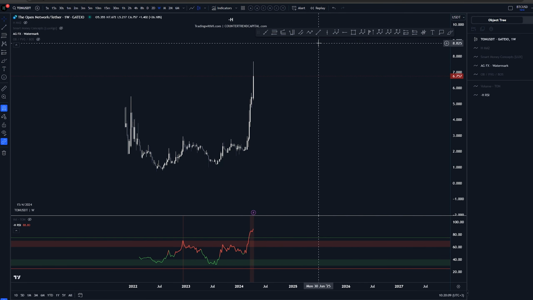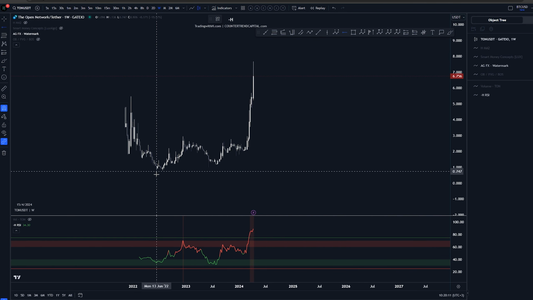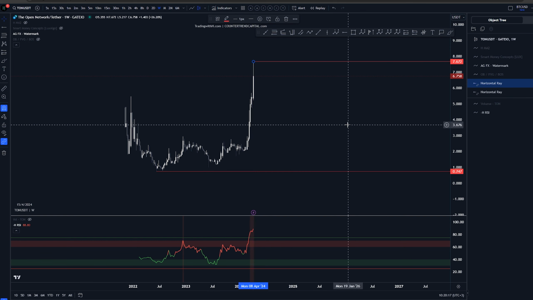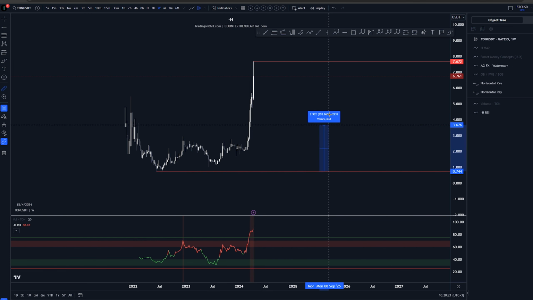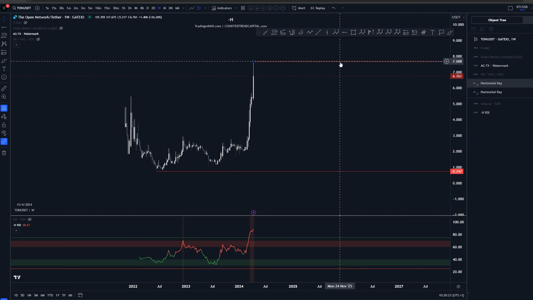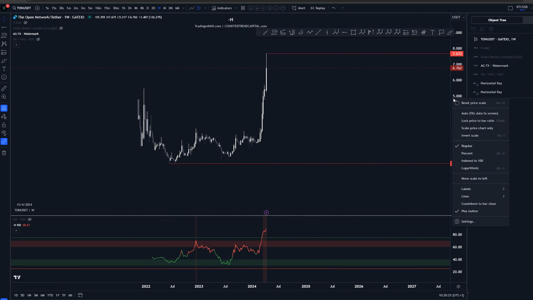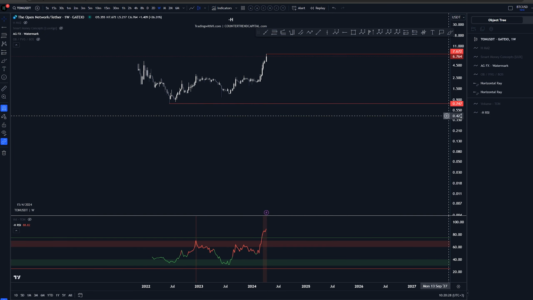So where do we see a low? We can see that here. That is 74.5 cents, and the high that we currently have is $7.67. So that is a 10x, basically 1000%. Currently viewing it on regular scale.